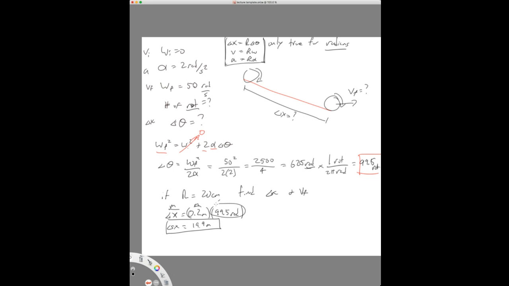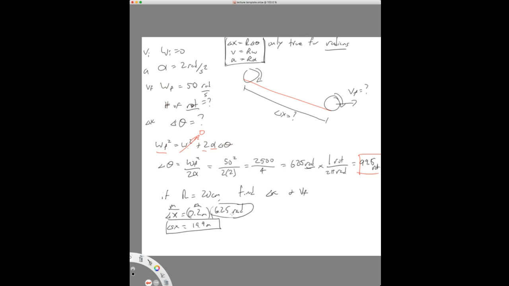A radian is defined as a ratio of a circumference over a radius, or an arc length over a radius. So technically a radian is no unit at all. We just write the radians to remind ourselves that we're allowed to use these equations. Okay? So when you're going from rotational, I don't want those rotations, I want to use the radians. 625. That should have been 625 radians.